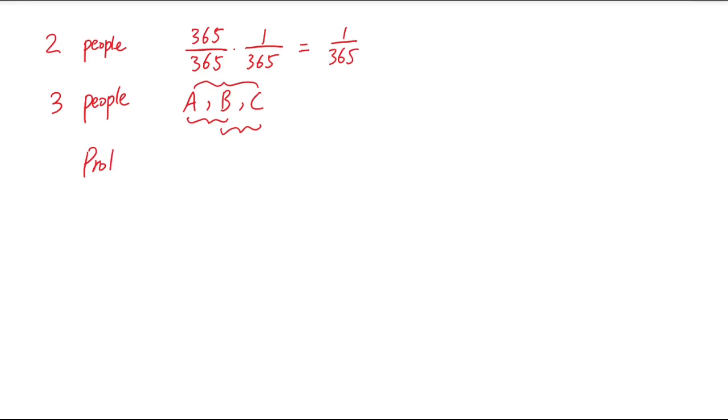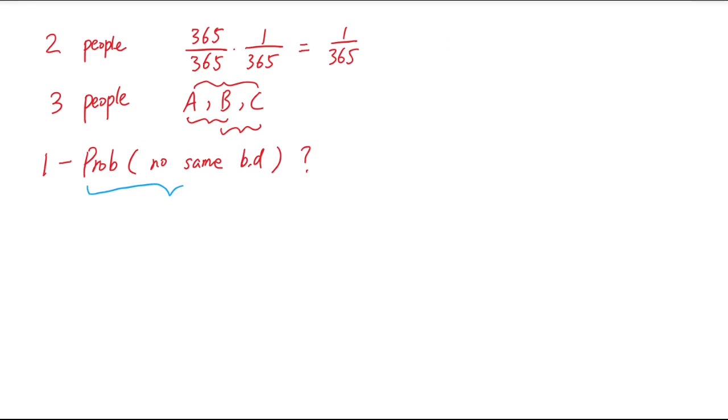So a better way to think about this problem is to think about what is the probability that nobody has the same birthday. Why is this a good way? Because we can do 1 minus that to get the probability that at least someone has the same birthday.